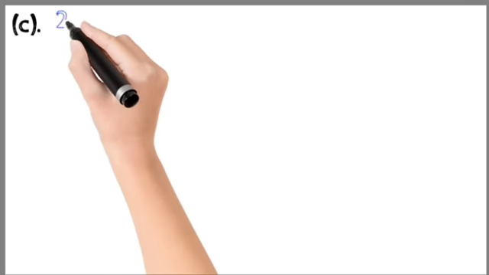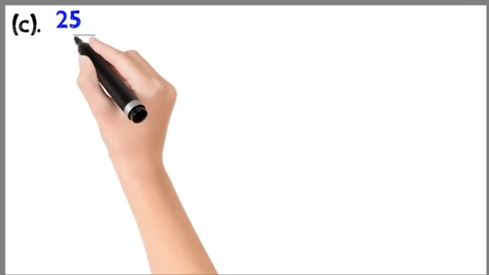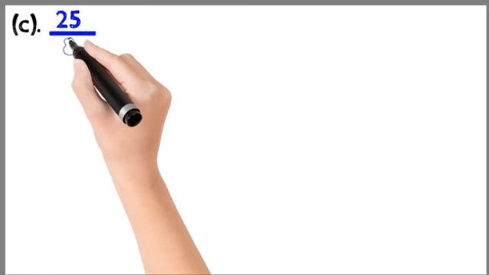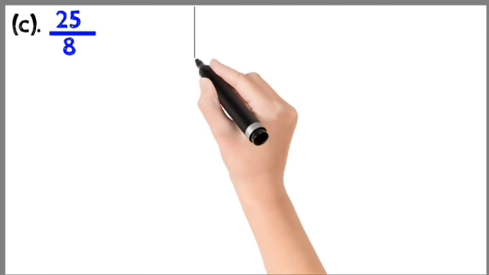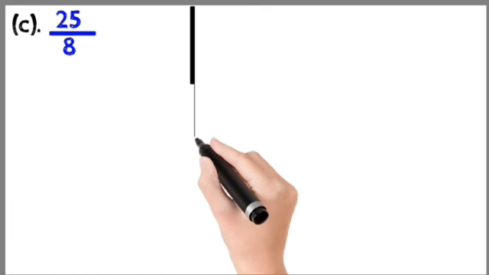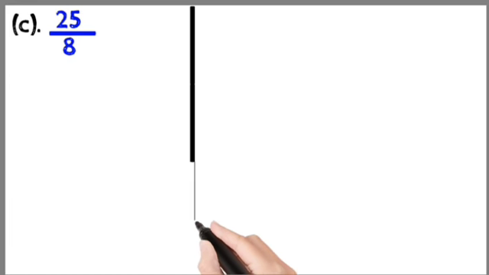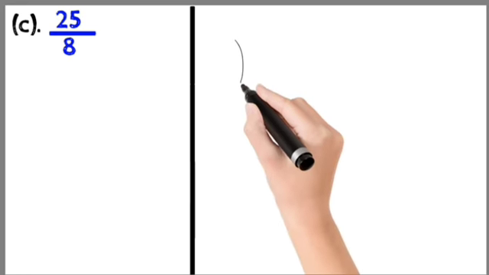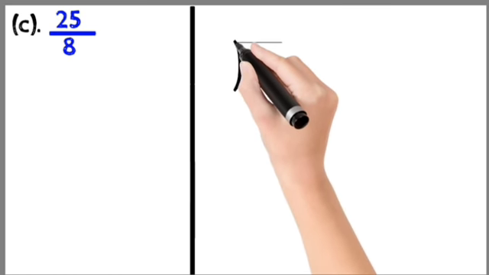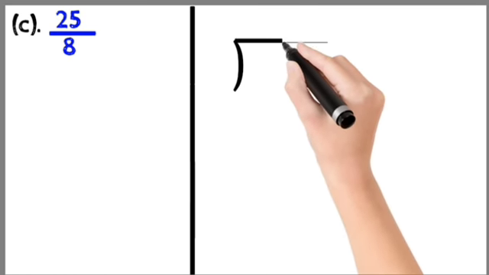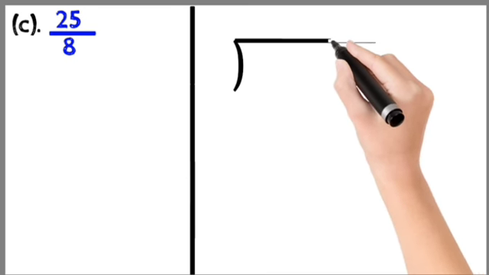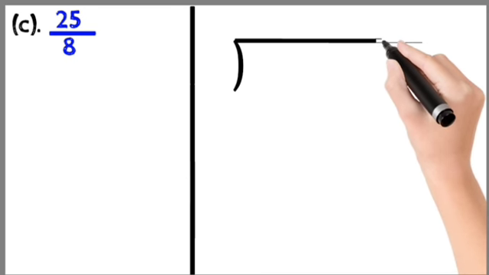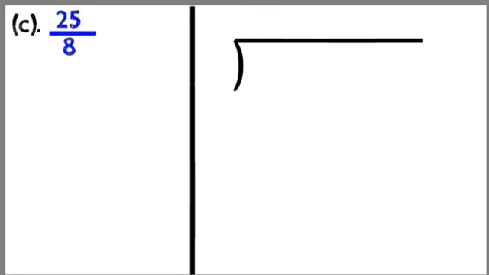So let us see one more example. Here in this case the numerator is 25 and the denominator is 8. So this is 25 divided by 8, that is, 8 is the divisor and 25 is the dividend. Let us start to divide this one. Divisor is the denominator 8, dividend is the numerator 25.